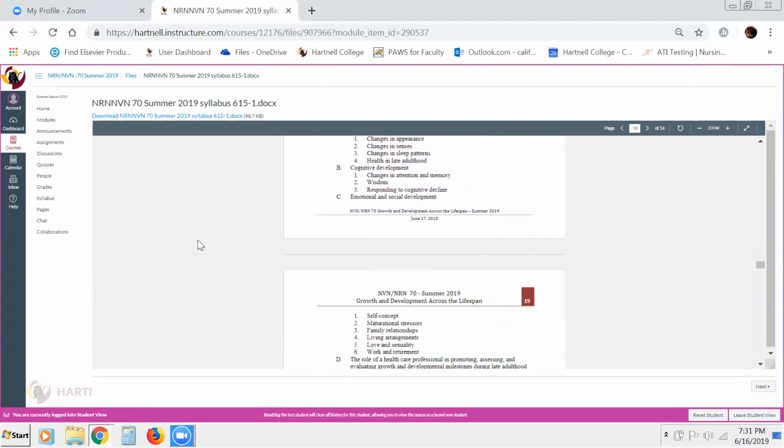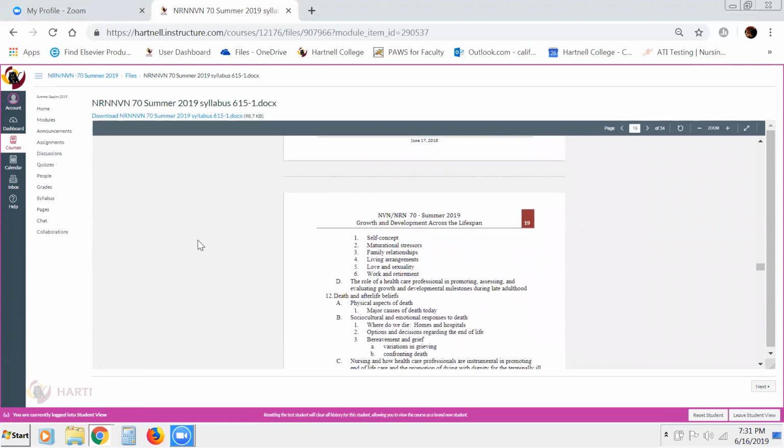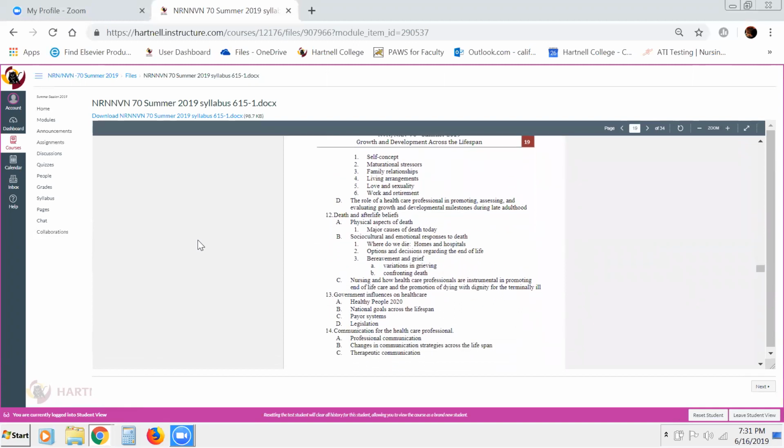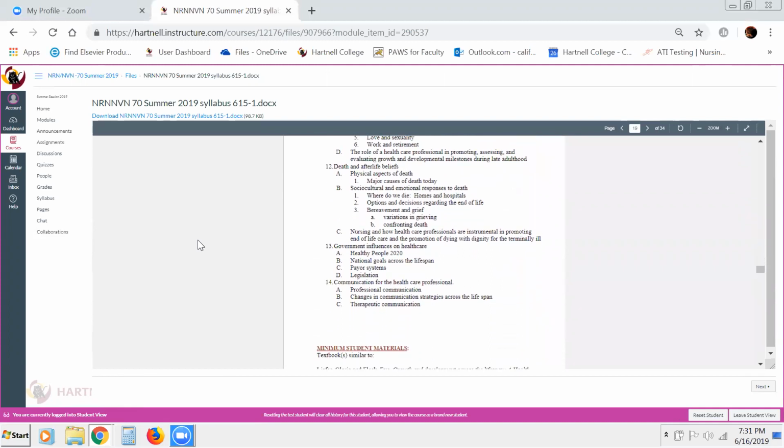Late adulthood. And then finally, we will finish up with death and dying. And then in the beginning of the course, we're also going to look at governmental influences on healthcare.